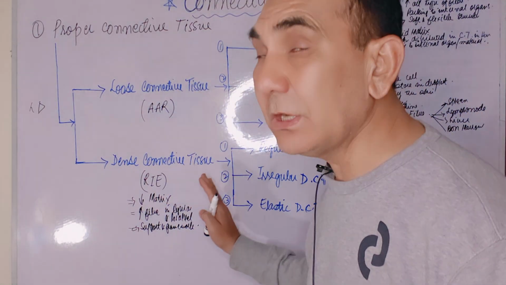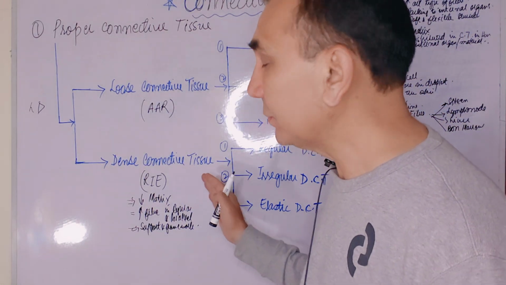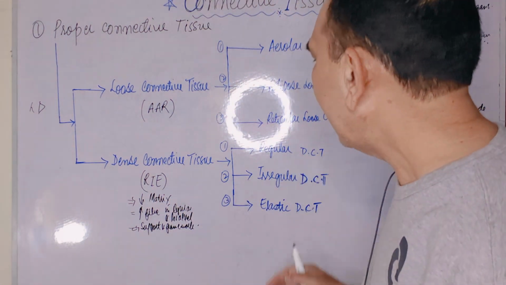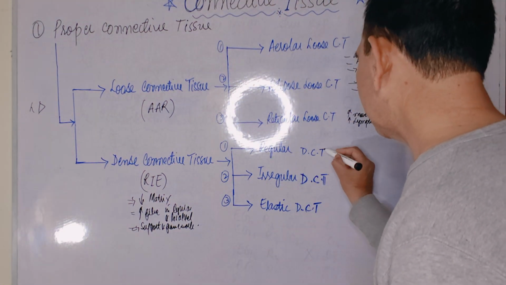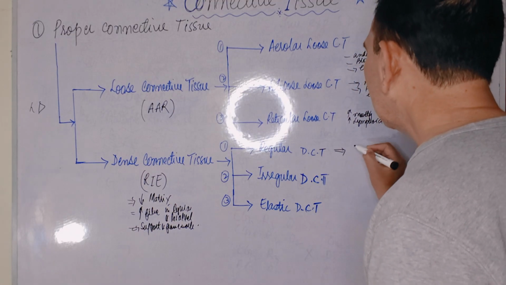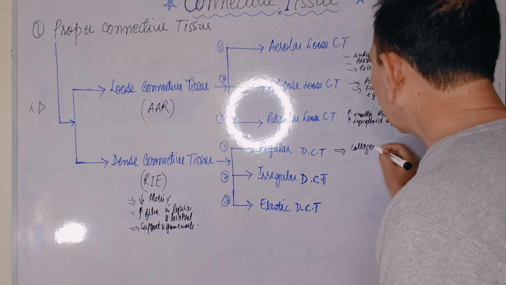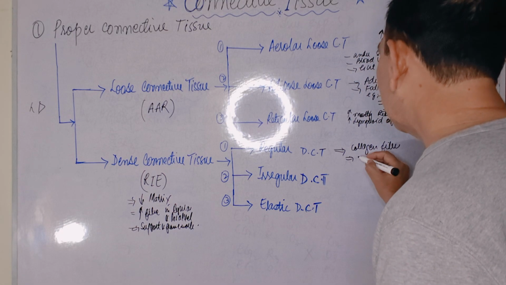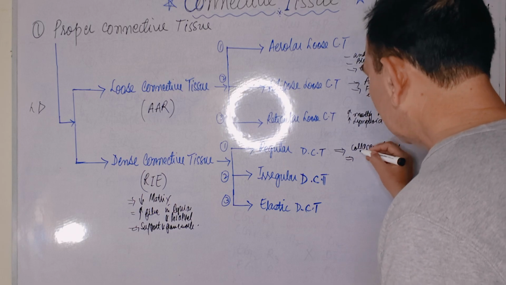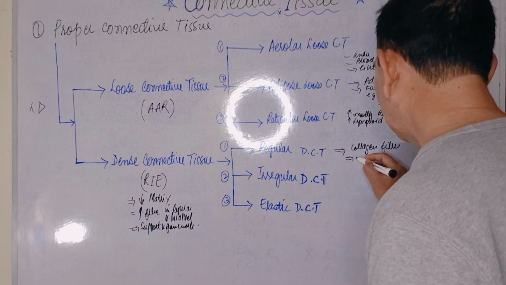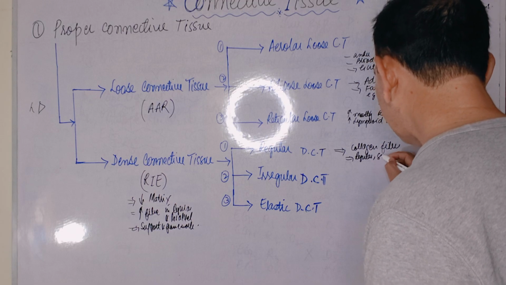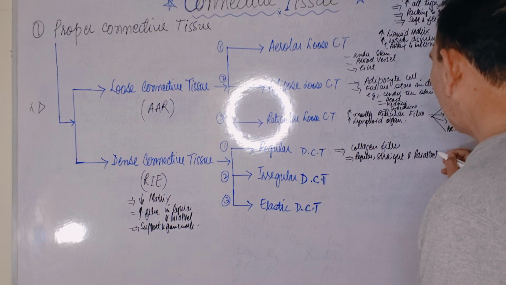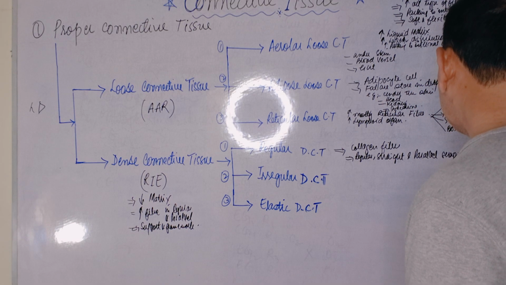To remember the three types of dense connective tissues, use the abbreviation word RI. RI stands for regular dense connective tissues, and the regular dense connective tissue is mostly made up of collagen fibers. And the second characteristic: the collagen fibers are arranged in a straight and parallel shape or structure.